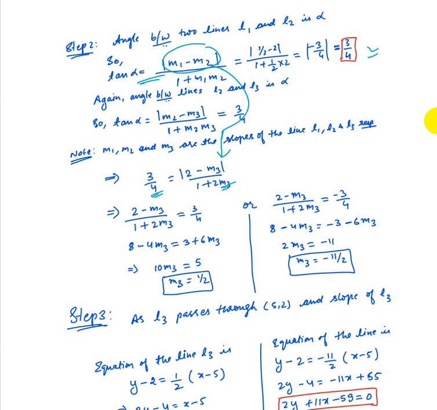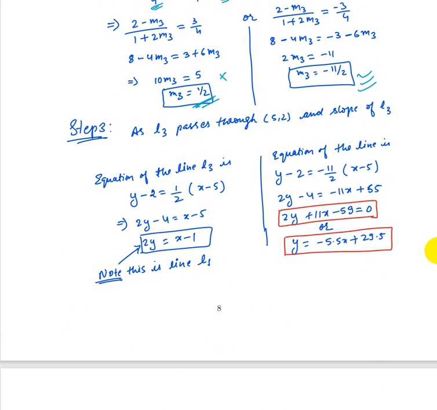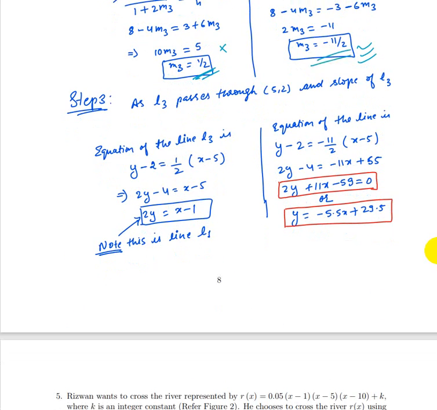so there would be two cases. Okay, because we have to remove this mod sign also. So if we take the positive mod, then we'll get this as half, which is line 1. Okay, so we'll discard this case because this is actually taken. So this is actually the required slope, which is minus 11 by 2.